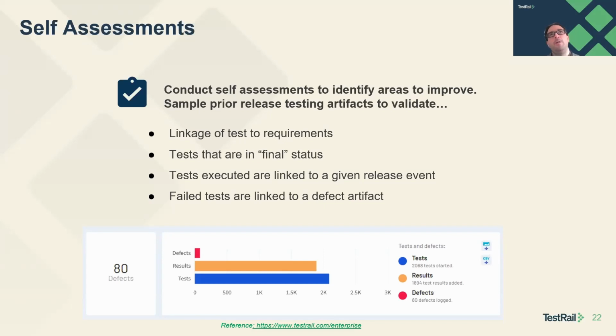Create spikes if you're working in agile environments, or create scope as part of release scoping in more hybrid or waterfall environments, and plan ahead. Doing self-assessments is one of the biggest things.